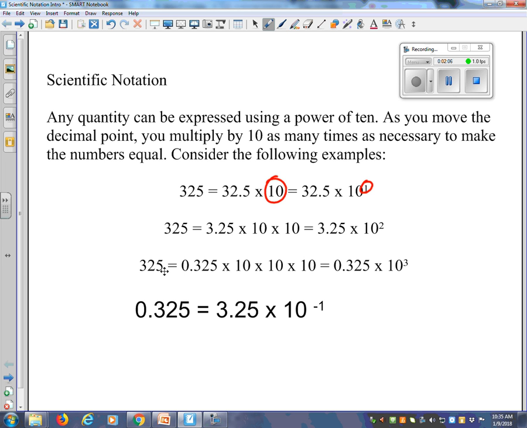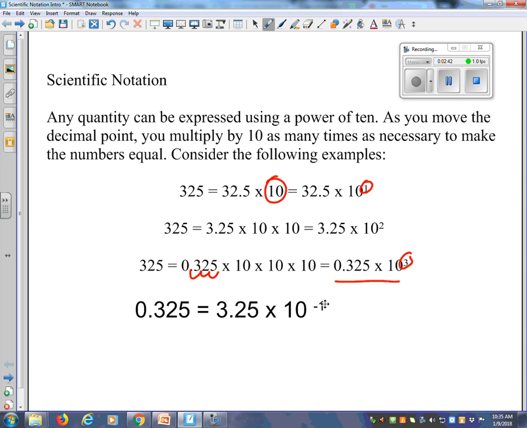I can also write 325 as 0.325 times 10 times 10 times 10. That's 3 tens, or 1, 2, 3 decimal places, or 0.325 times 10 to the power of 3. So in other words, again, every time you move the decimal point, you are multiplying by one more 10. And you don't have to keep writing out how many tens, you just keep a running total right here. Okay? It can go the other way as well. 0.325 is equal to 3.25 times 10 to the minus 1.